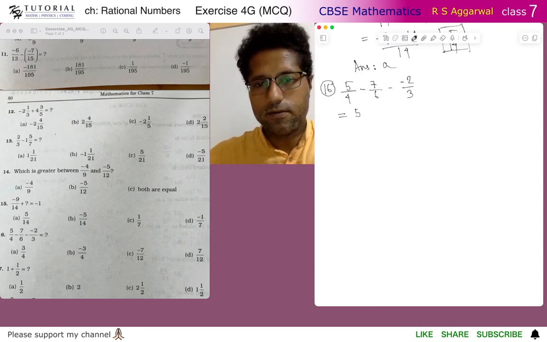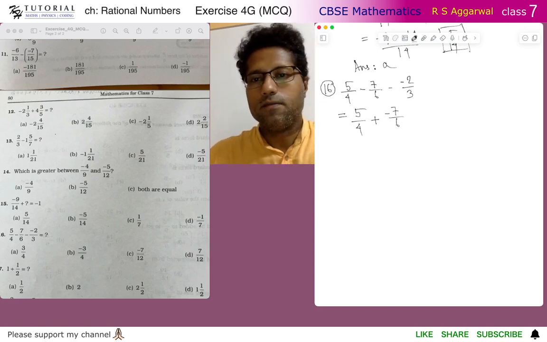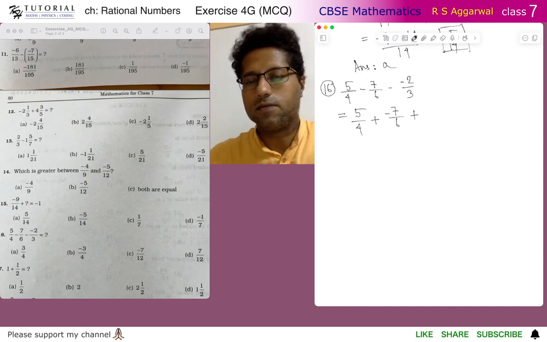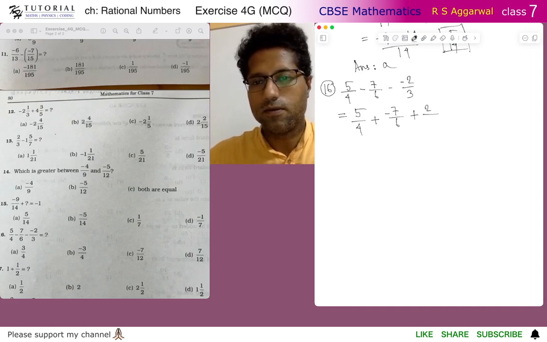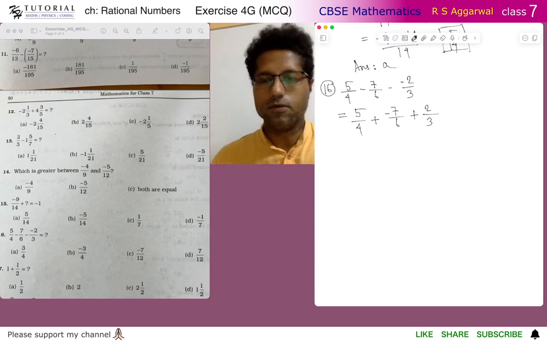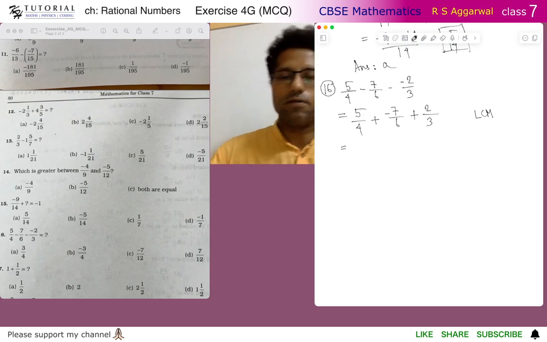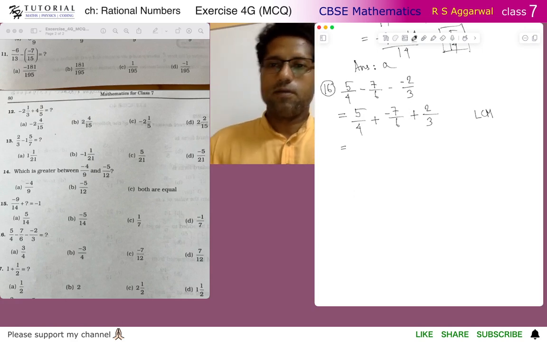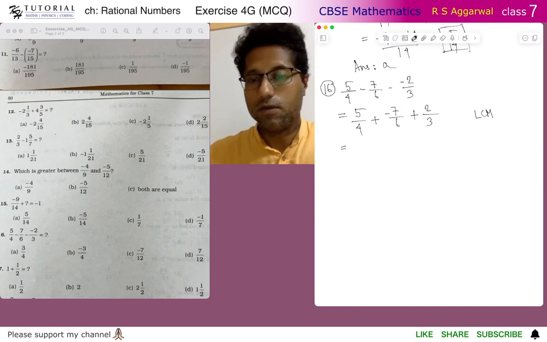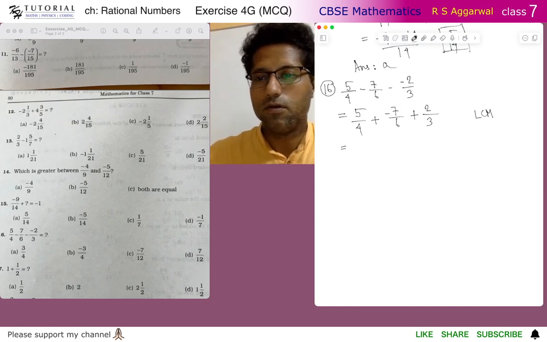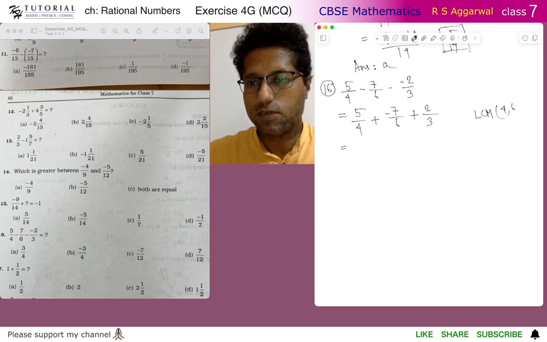So we can write this expression as 5 by 4 plus the additive inverse of 7 by 6, that is minus 7 by 6. Again minus, we can write plus additive inverse of minus 2 by 3, that is 2 by 3. So now we have addition of rational numbers and the denominators are all different. So we have to find the LCM of all the denominators, because we have to convert all these rational numbers to the equivalent forms where all of them will have a common denominator, which will be the LCM of the denominators. So we have to find the LCM of 4, 6 and 3. This is nothing but 12.